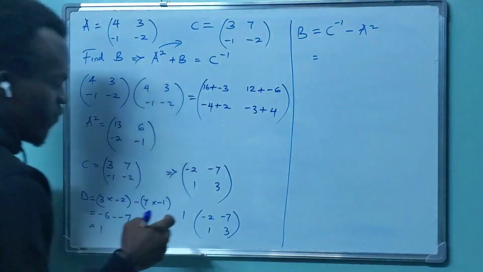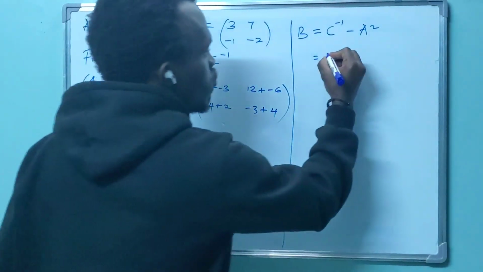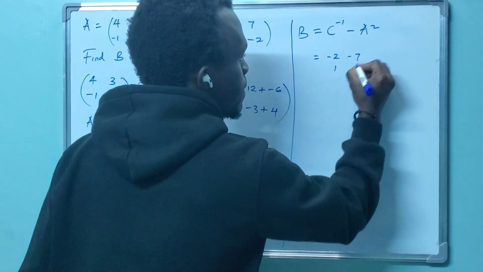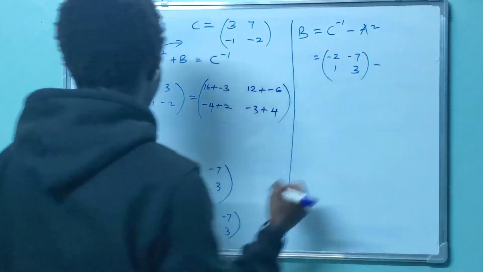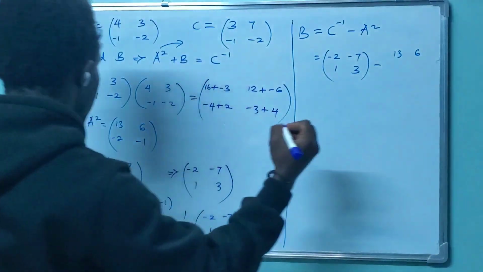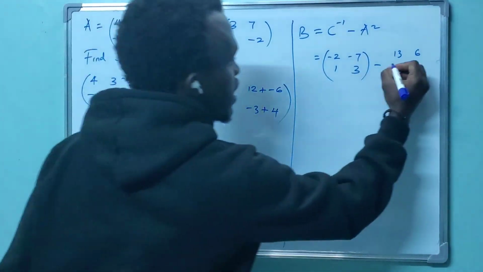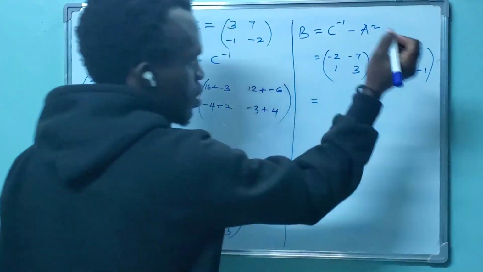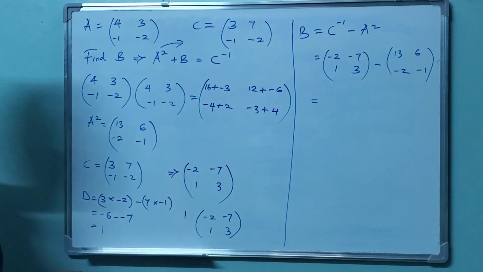Which means my inverse of C is negative 2, negative 7, 1, 3. Then minus A squared. A squared is 13, 6, negative 2, negative 1. Then now we combine them using that subtraction.